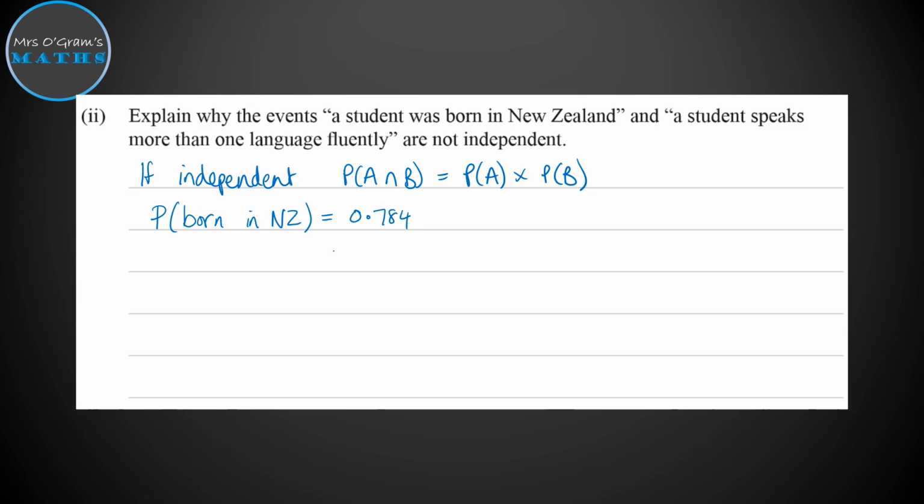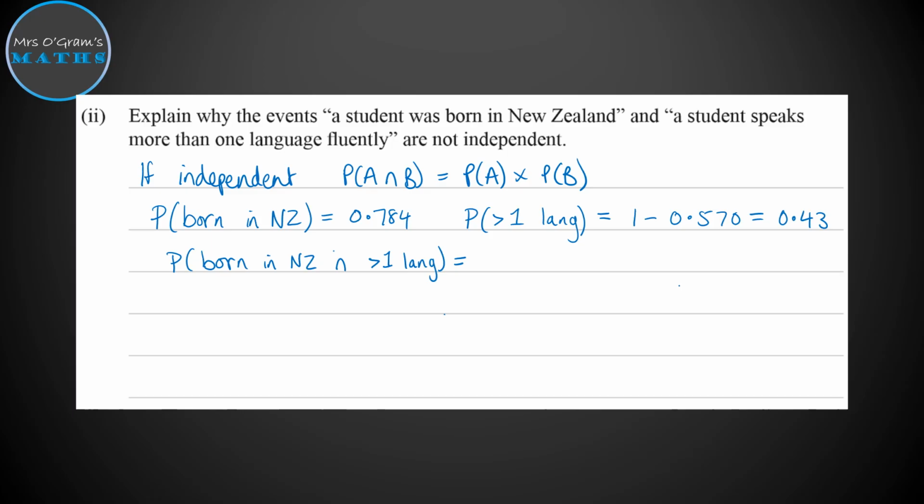So from the previous slide, we had the probability that a student was born in New Zealand was 0.784. We'll call that event A. So then event B would be the probability that a student speaks more than one language. Well, we just worked out in the last part the probability that they speak only one language is 0.570. So if we take that away from 1, we will get to what this should be equal to, which is 0.43.